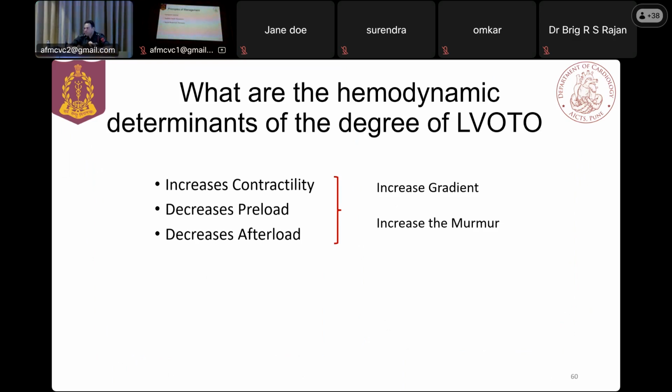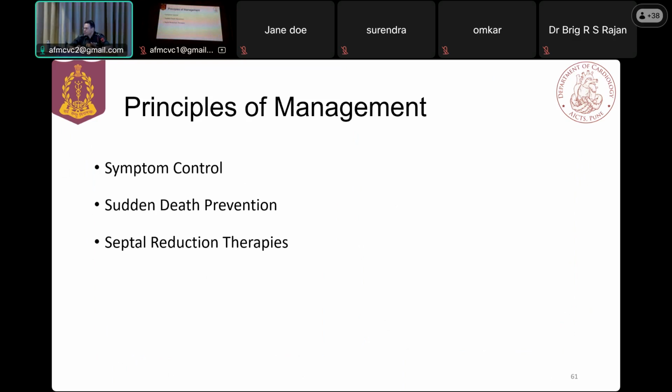So, principles of management; we already discussed symptoms. We should control the symptoms. We should prevent sudden death. We also screen the family. In case we find any case of HCM or HOCM, then we screen their kids, because it is transmitted as autosomal dominant. So we screen the family also. Then there is septal reduction therapy, which we have already discussed in the form of PTSMA and surgical myomectomy.